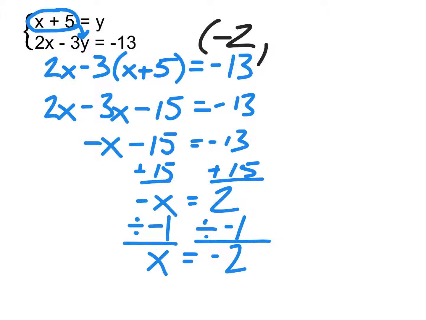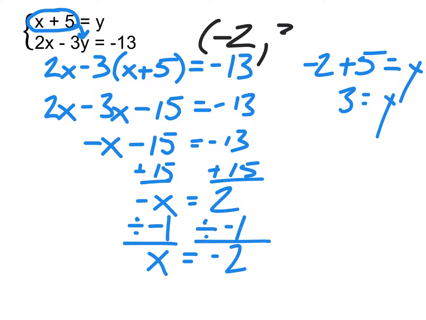Now in this case, one of them definitely looks like it's going to be easier than the other to plug into. I want to plug it into that first one, because I want to know what y equals, and that one is set up to be y equals. So I'm going to go x plus 5, so that's going to be negative 2 plus 5 equals y. So all I'm doing is plugging this x value in for x in that first equation. And when I do that, then I end up with 3 equals y, and therefore I know that my solution is at negative 2, 3.